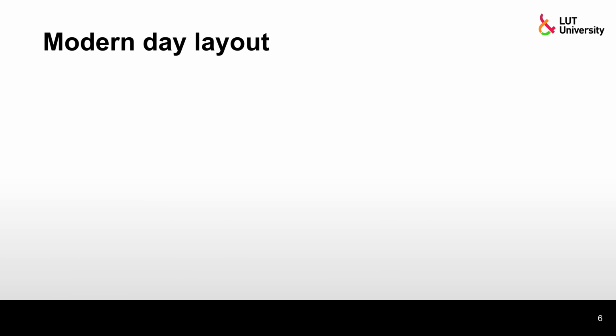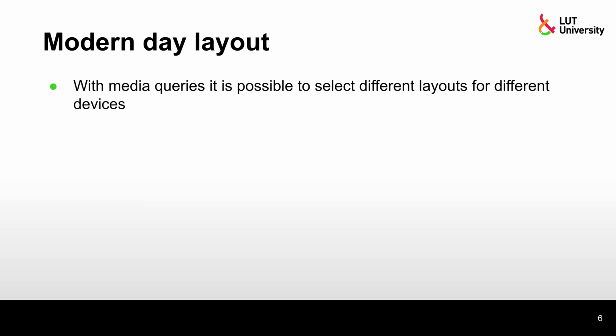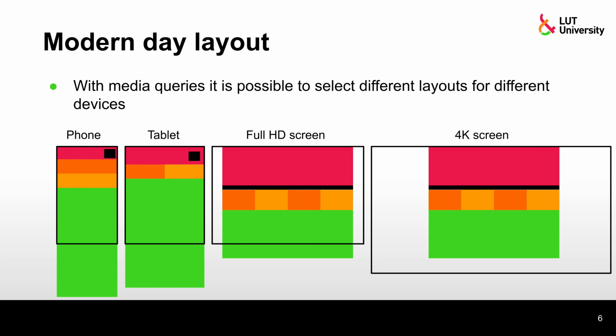So modern day layout, and by modern day I mean 2010 and later on. With media queries, it is possible to select different layouts for different devices. So we can have different devices. Our customers are mostly using mobile phones. Some of them are using tablets. And when they are using their laptops, they probably have some kind of a full HD screen. And if they have the latest Mac machines, iMacs, or PCs with Linux of course, then they have 4K screens.